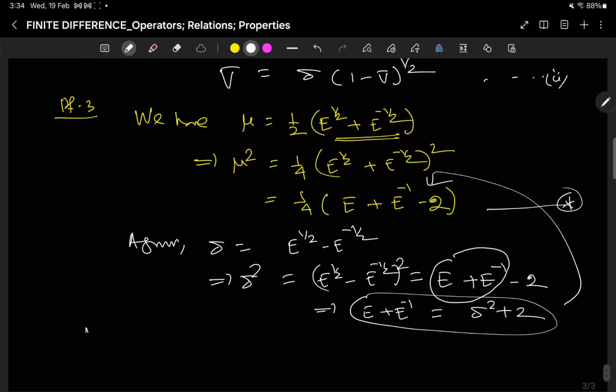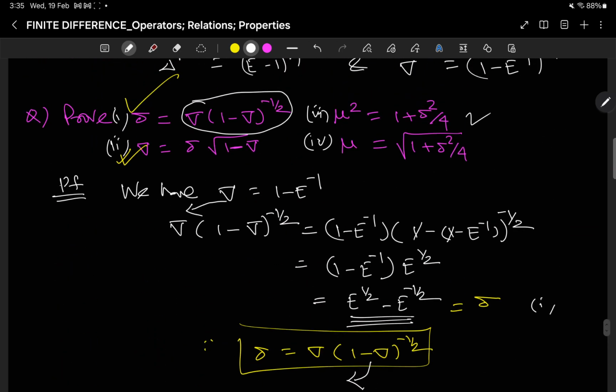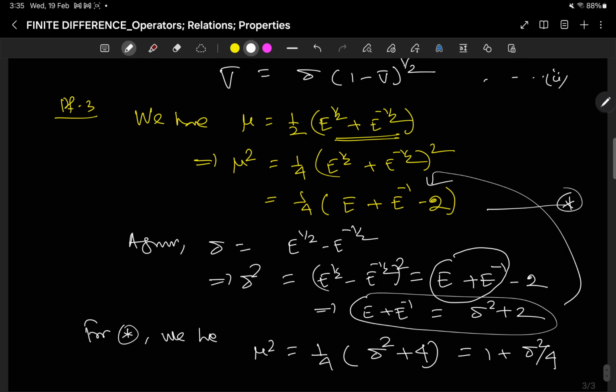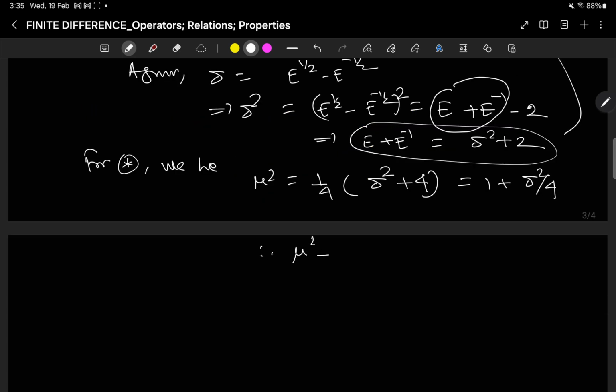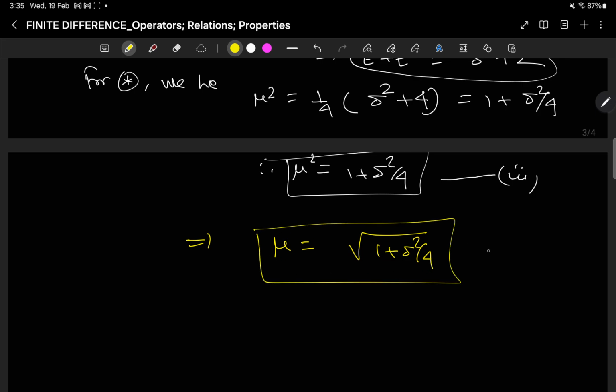So star follows from star. We have mu square is equal to 1 by 4, it is del square plus 4. So this is equal to 1 plus del square by 4. Okay. So is it not your 3i? So 3i is proved. So therefore your mu square is equal to 1 plus del square by 4. So this is your 3i. Now you just take the root over. So this implies what is your mu? It is root over of 1 plus del square by 4. So is it not your 4? So all are proved.